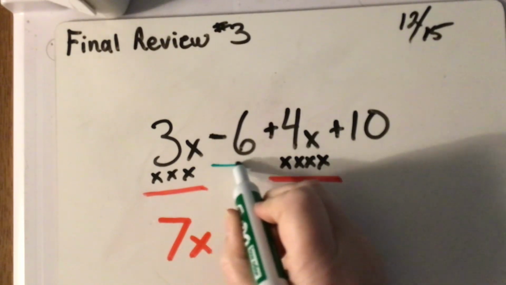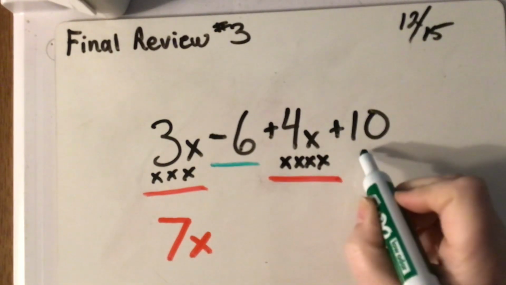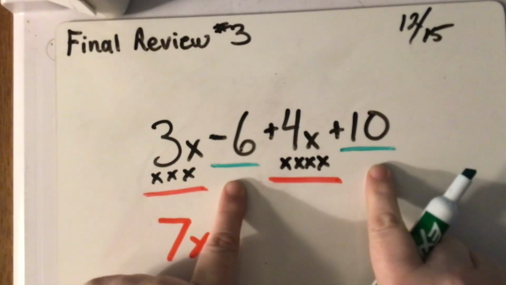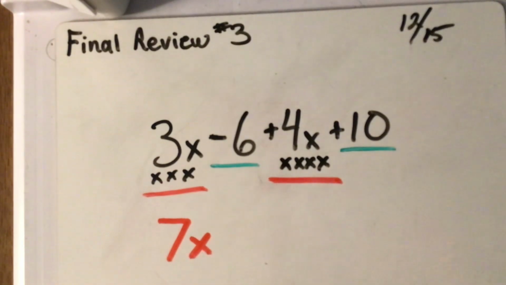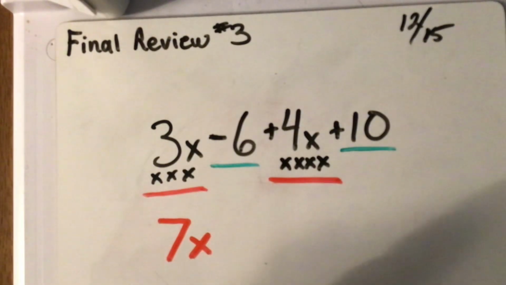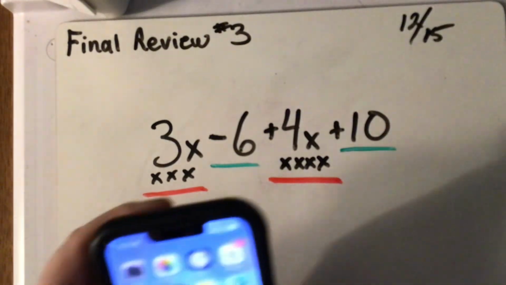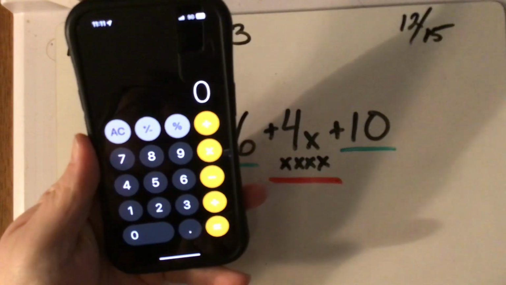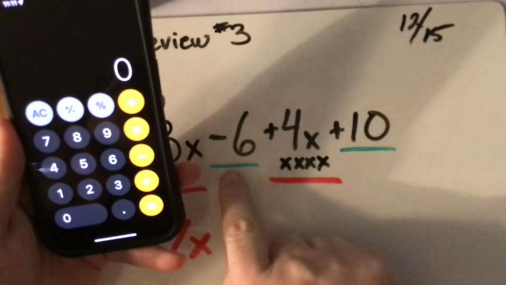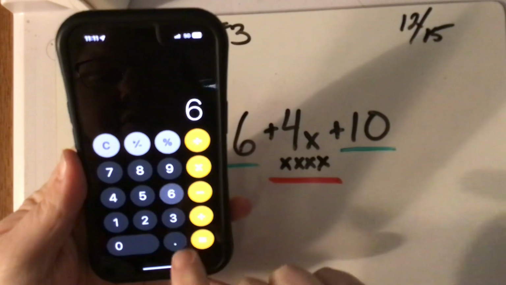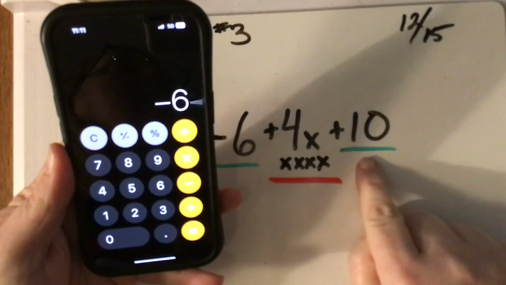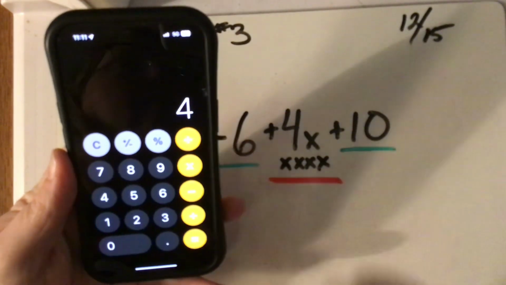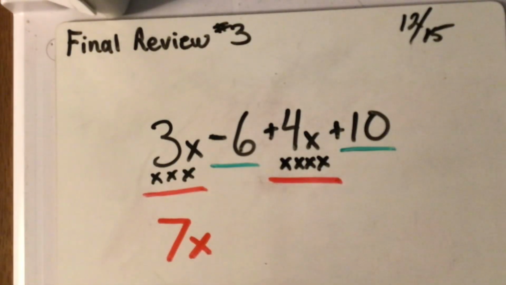Okay, now let's look at what we have left. This guy has no letters. This guy has no letters. That means these guys can sit at the same table. So what's negative 6 plus 10? Oh man, you guys, I'm not good at math, so we are going to use my calculator. Okay? That's not the answer. Let's try that again. So we have negative 6 plus 10. 4. That is the correct answer.